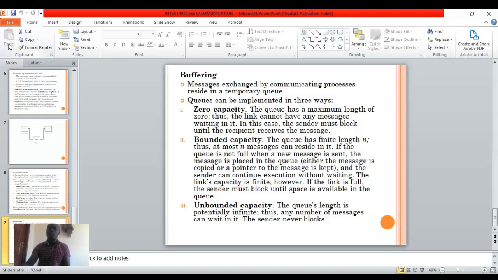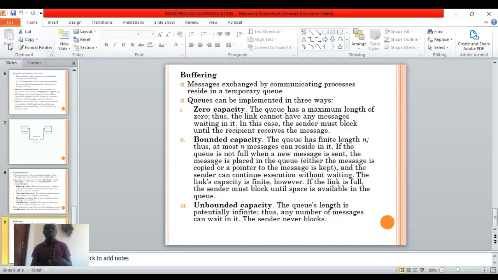Then we have the unbounded capacity. In this queue there is no finite limit on the number of messages that can be held. Any number of messages can be in a waiting state for the recipients to come and retrieve them. But the sender keeps on producing new messages. The messages can be kept there until the recipients come and collect them, but it keeps on producing more.